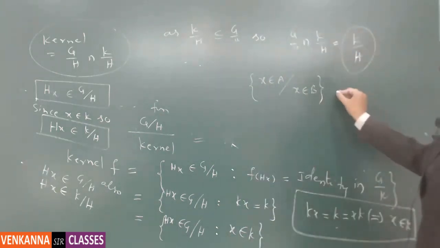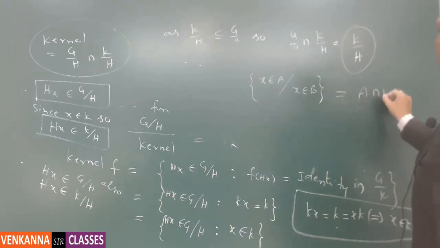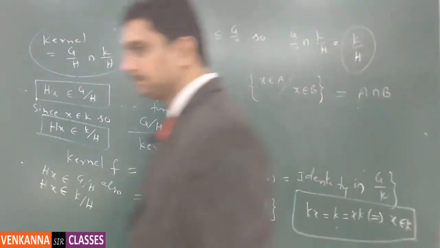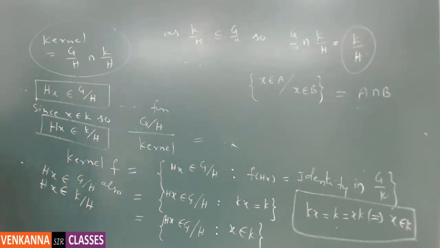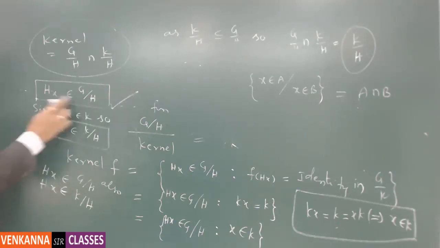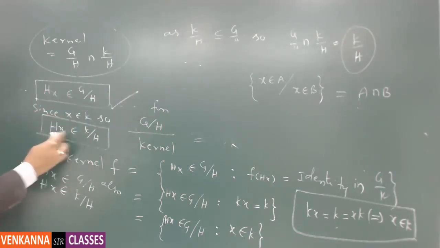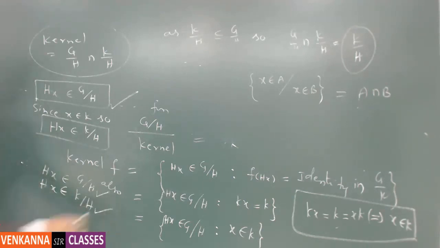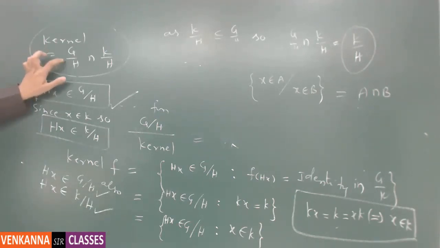So this is nothing but A intersection B. Accepted? You can understand that here Hx belongs to G/H and Hx belongs to K/H. So Hx is belonging to both the sets, hence it belongs to the intersection. Accepted?